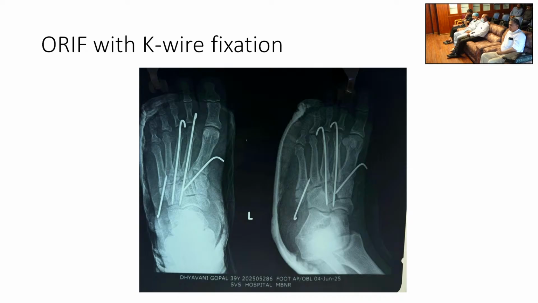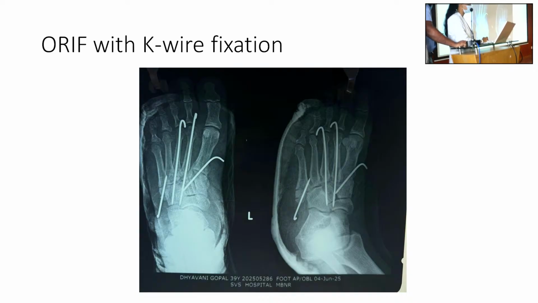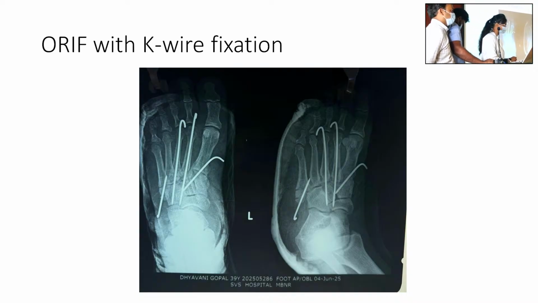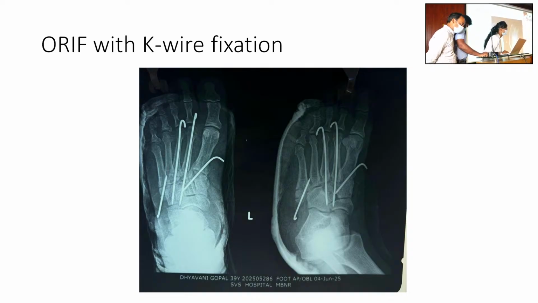We have done open reduction and internal fixation with K-wire, sir. Once we have fixed the medial and middle column, the lateral column was also reduced. But since there was a combination on the day of, I mean, the admission, who has seen this patient? Sir? Who has seen the patient first?